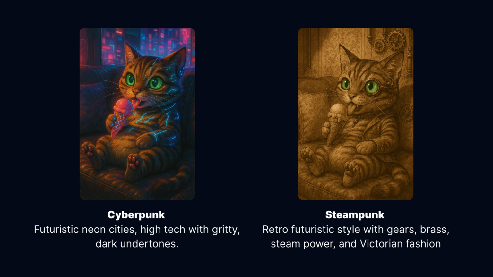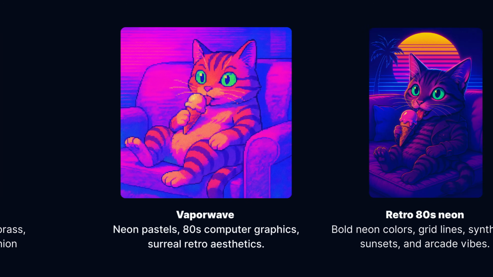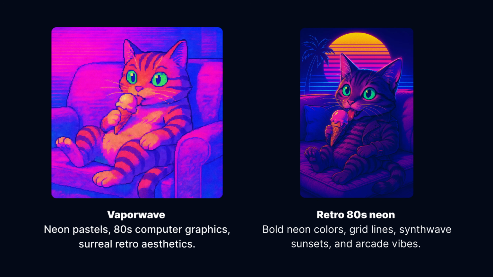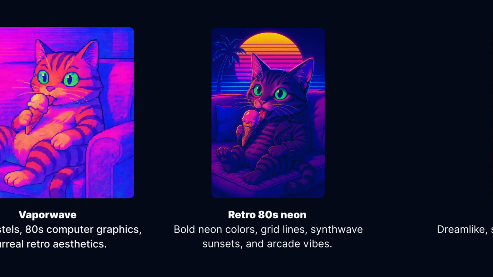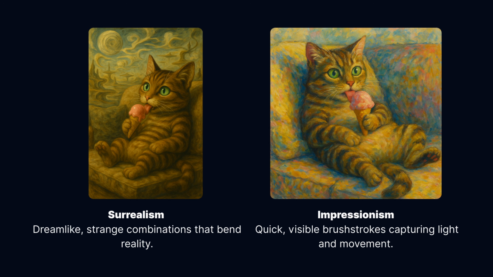And steampunk, retro, futuristic style with gears, brass, steam power, and Victorian fashion. Next up is vaporwave. Neon pastels, 80s computer graphics, surreal retro aesthetics. Retro 80s neon. Bold neon colors, grid lines, synthwave sunsets, and arcade vibes. Next we have surrealism. Dreamlike, strange combinations that bend reality.